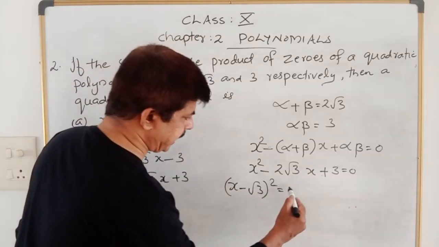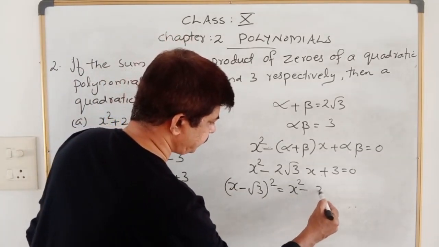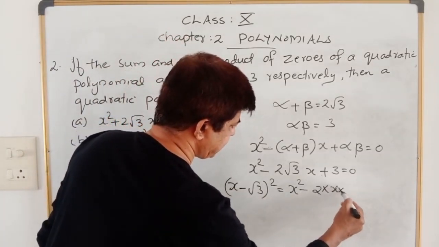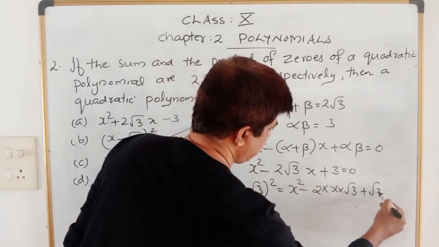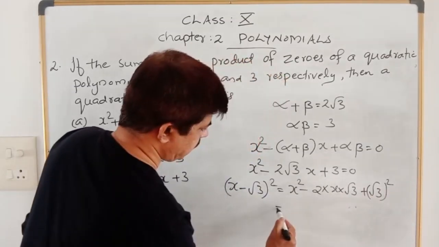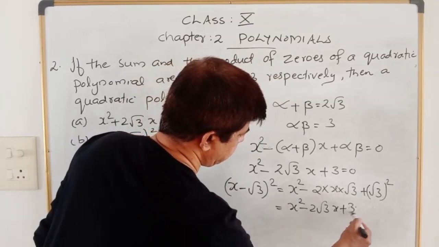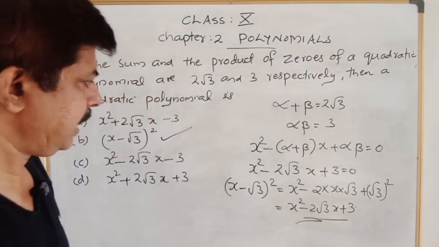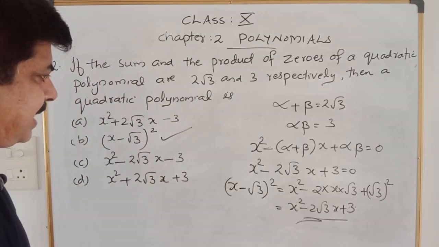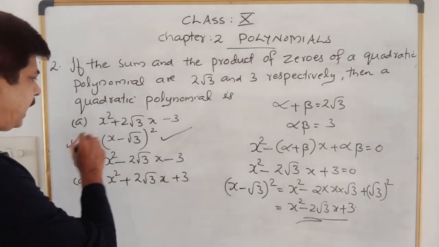What is (a minus b) whole square? a square minus 2 into x into root 3 plus root 3 square. Therefore, x square minus 2 root 3 x plus 3. So, we got the answer. What is the answer? Option B is the right answer.